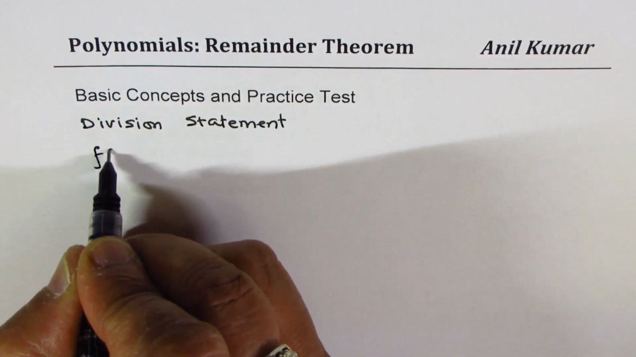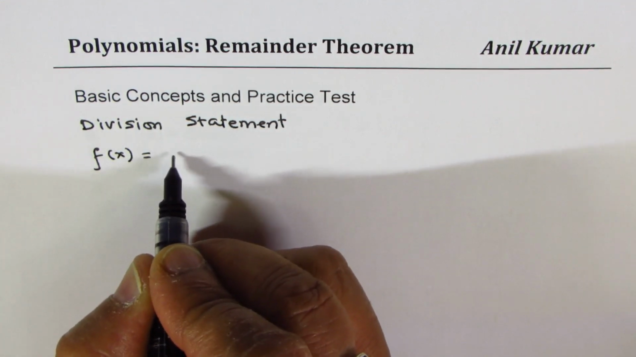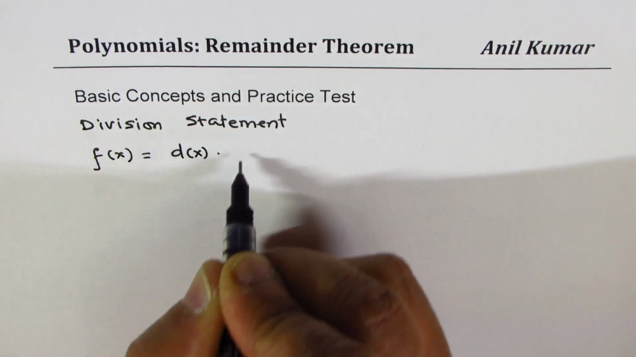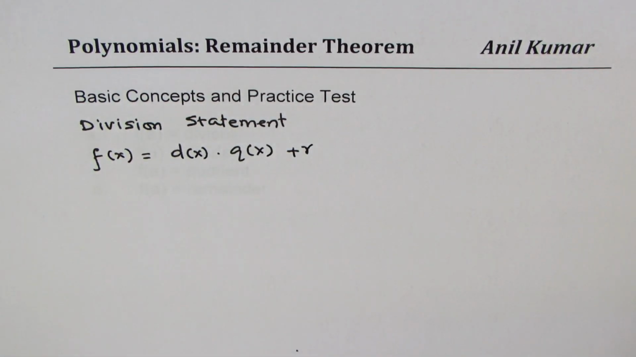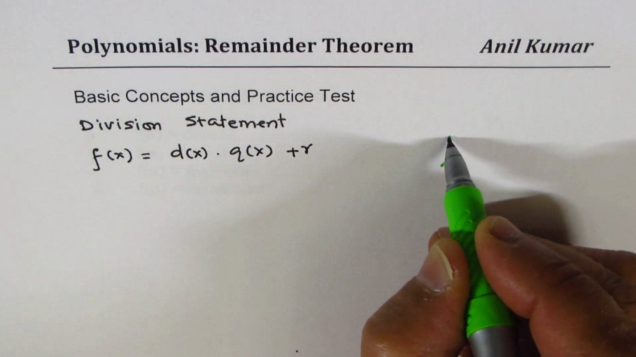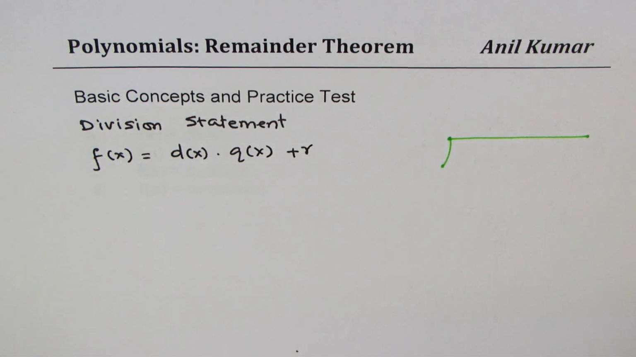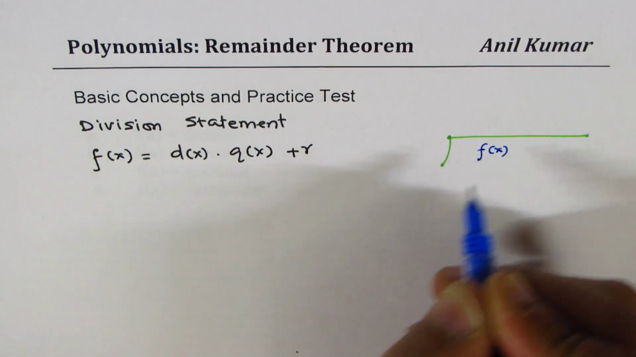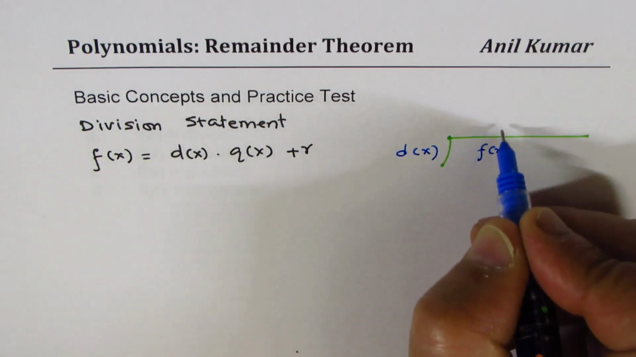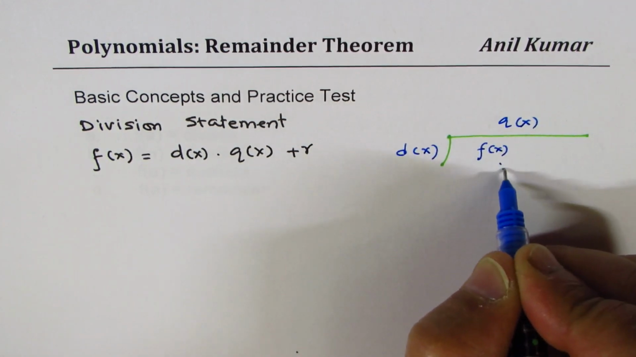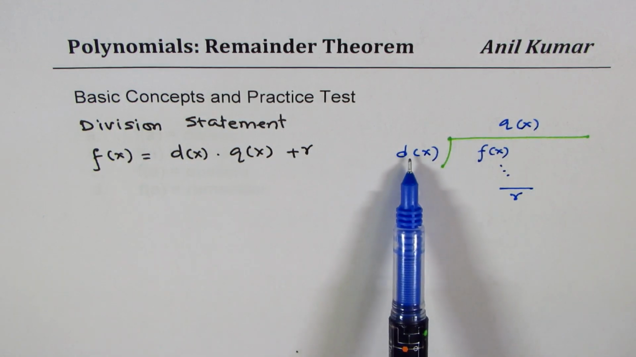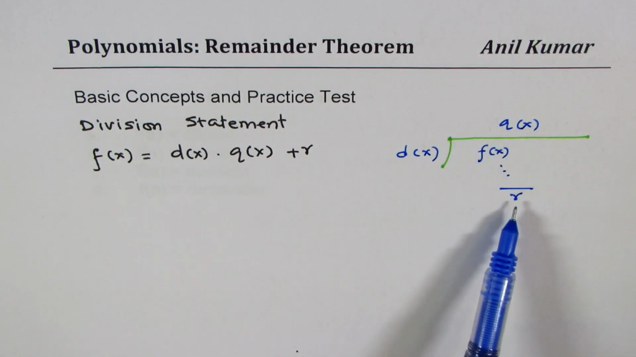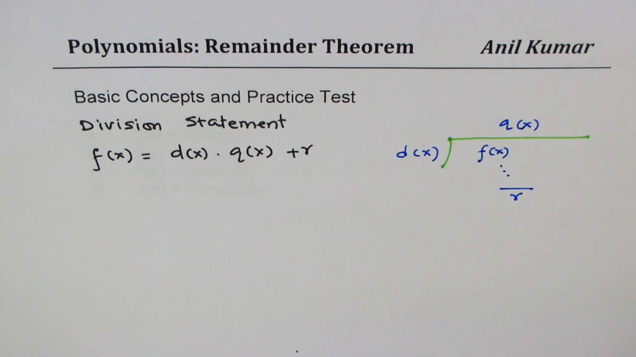So we learned that the function f of x could be written as product of divisor times quotient plus the remainder r. Now what we really mean to say is something like this. If we have the function and it is divided by the divisor d of x, then the quotient is q of x, and at the end we get remainder r. So divisor times quotient plus the remainder is the function, right?